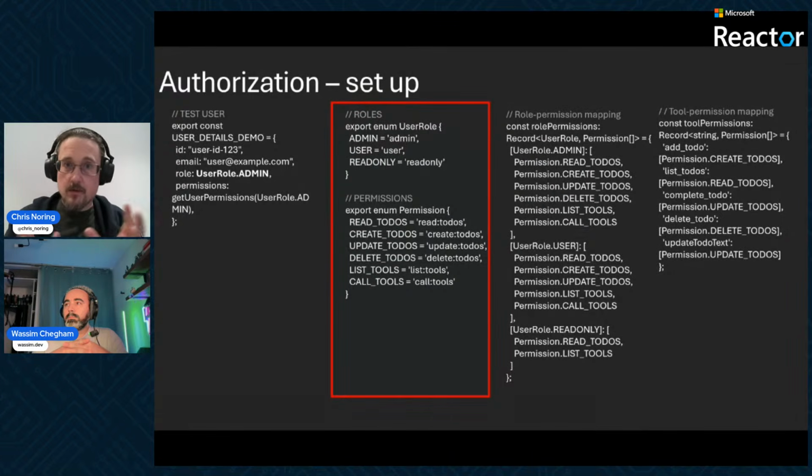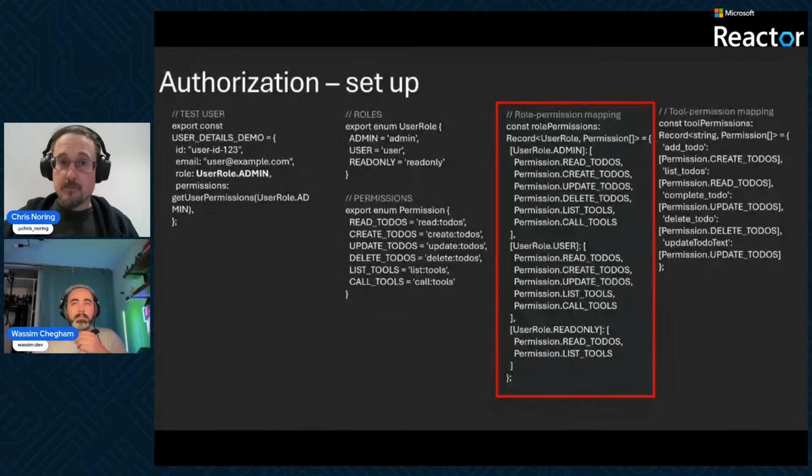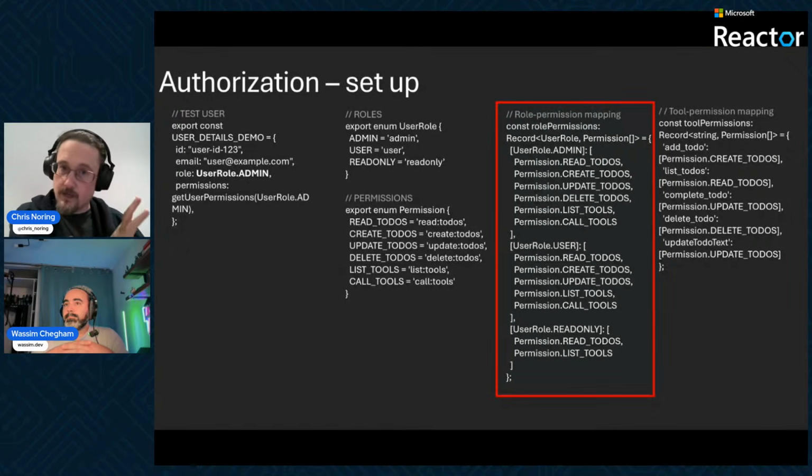So imagine now that we have different CRUD permissions. So create, read, update, delete. All of these are permissions that we want to be able to assign. And then we need to be creating a mapping between roles and permissions. So here you can see exactly what each role then has access to. So if we were a demo user here with that subtype admin, then we can read to-dos, we can create to-dos, update to-dos, delete to-dos, list to-dos, call tools.